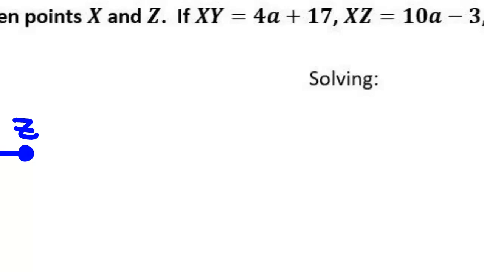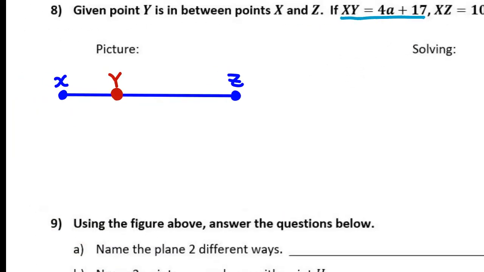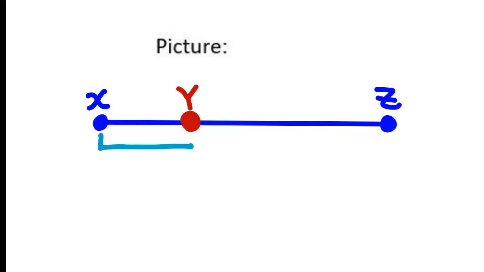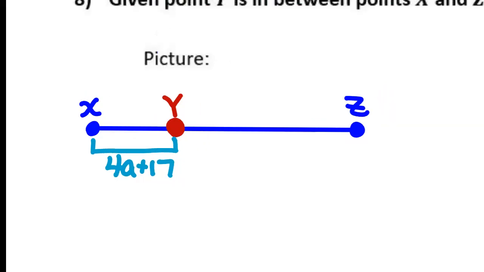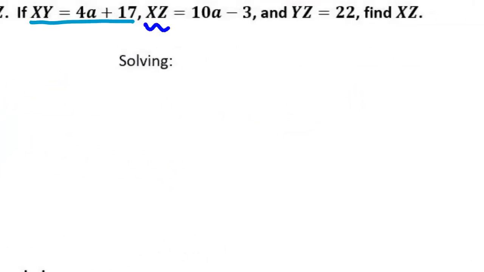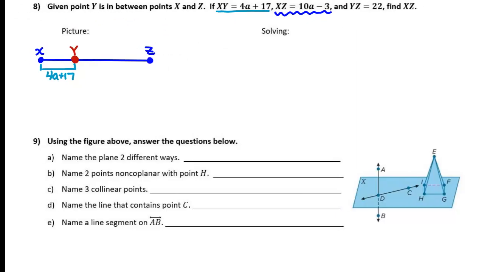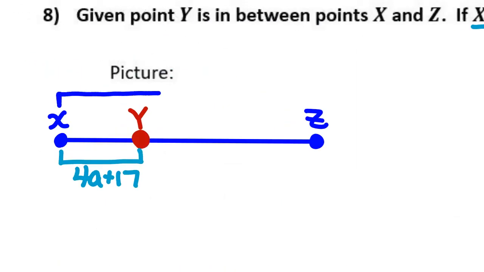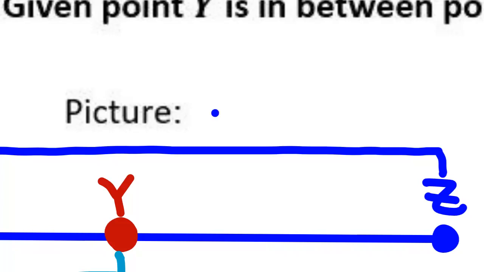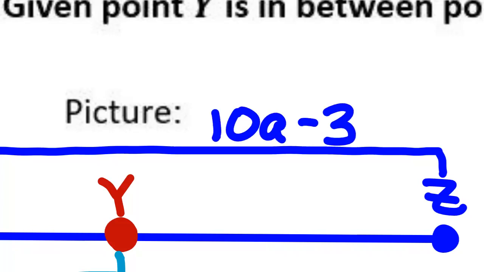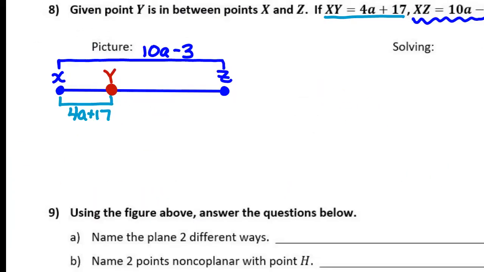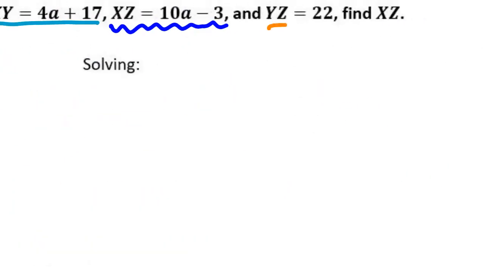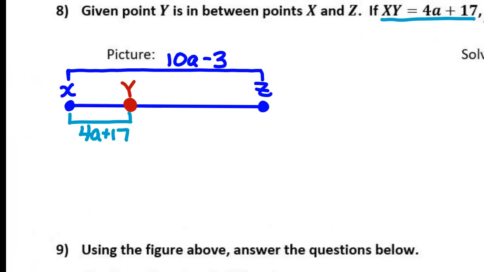XY is 4A plus 17. So from X over to Y, it's 4A plus 17. XZ is 10A minus 3. So from X all the way over to Z, 10A minus 3. And YZ is 22.